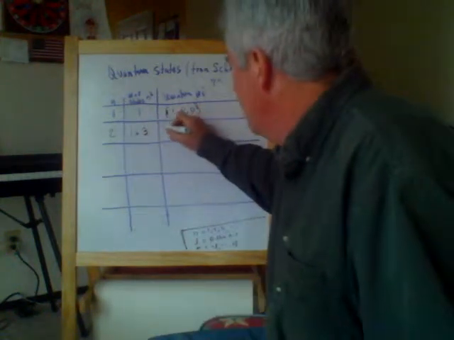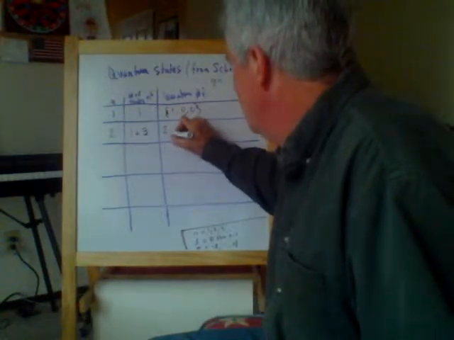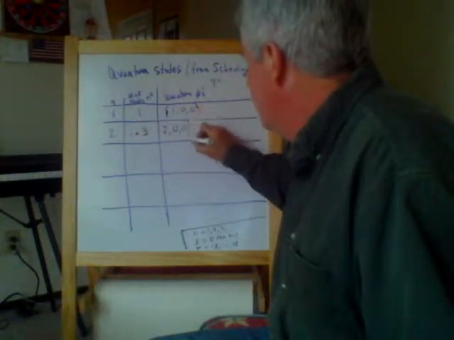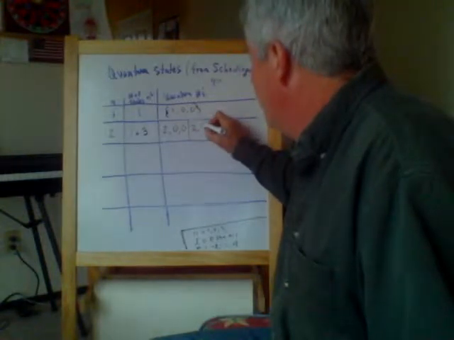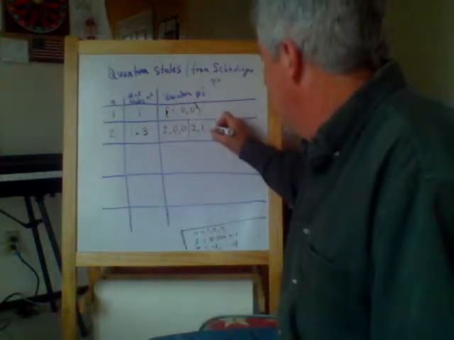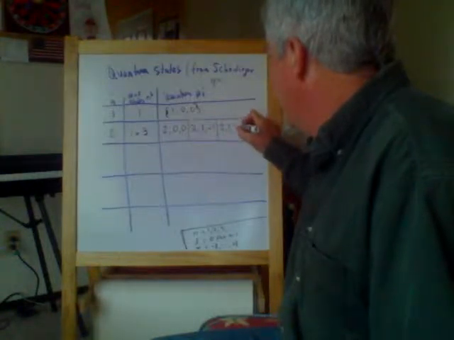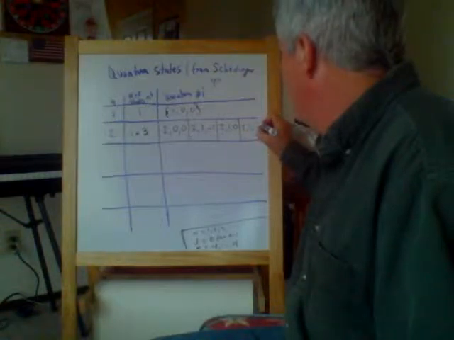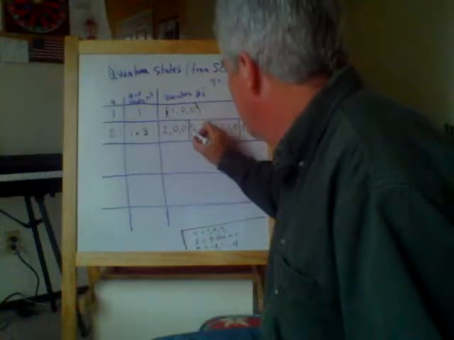And the states are n equals 2, l equals 0, and m equals 0. That's one state. Then there's also n equals 2, l equals 1, and then m takes on one of its three values. Negative 1 is one of them. Then 2, 1, and the other m value, 0. And then finally 2, 1, and the third value for m, which is plus 1. Okay, so I'll draw a little line here.